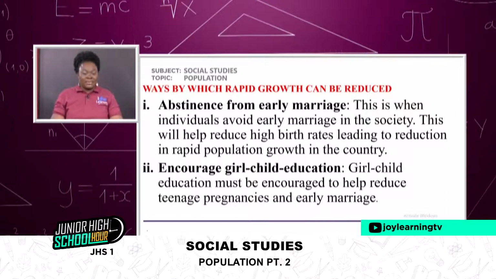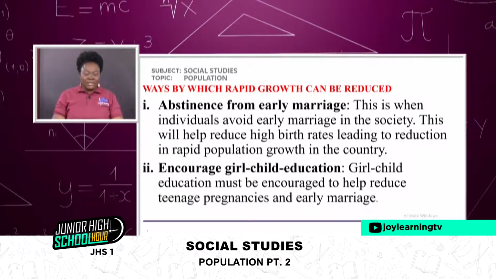1, abstinence from early marriages. Because when you are 16 years, by the time you are 40 years, you have given birth to over 40 children or even 38 children. So this is when individuals avoid early marriages in society. This will help reduce high birth rates, leading to reduction of rapid population growth in the country.